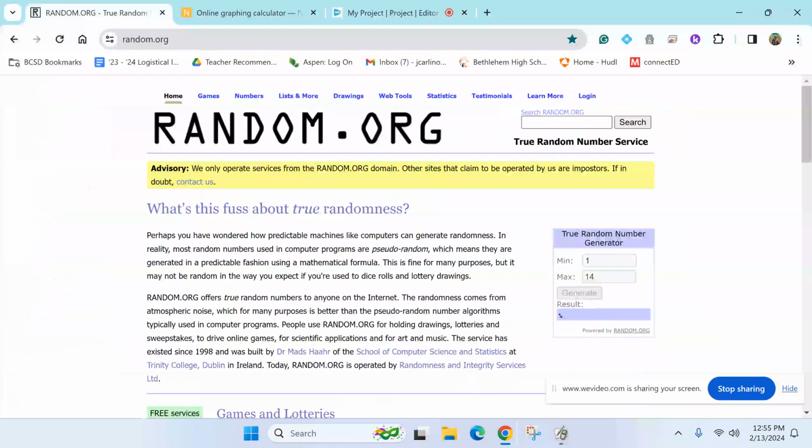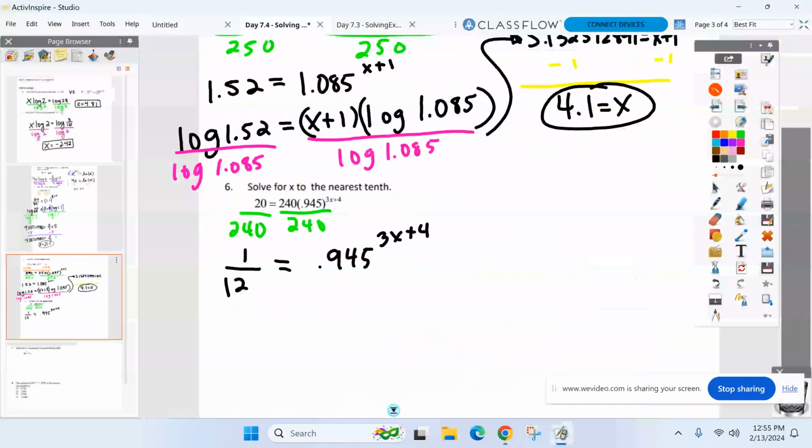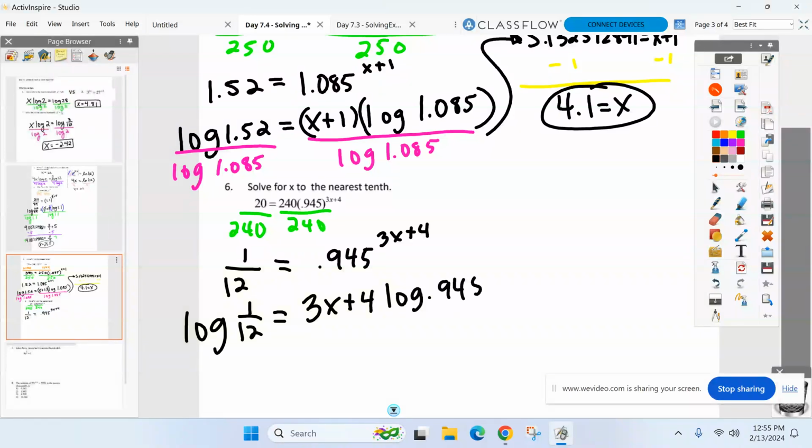All right, next move. What do you want to do here? Where are we going? Drew, there we go. Log it. What's that mean? Log 1/12. Yep, keep going. I want to hear it. And 3x plus 4. What are you doing? Log. Yeah, that's what I thought. Log 0.945. Good. Remember, that's times, not 4 log.